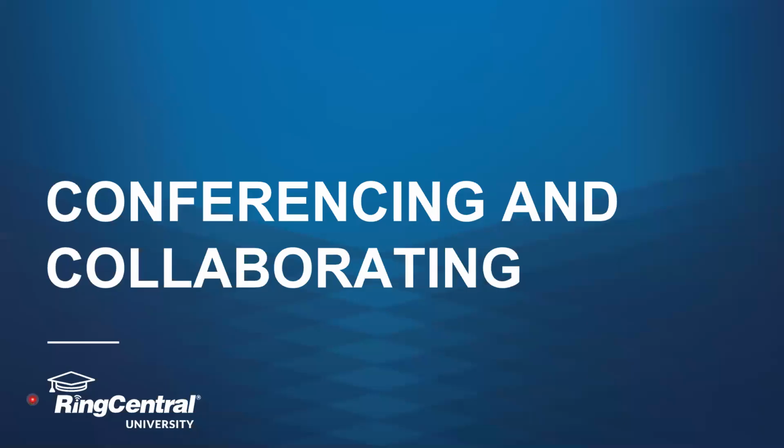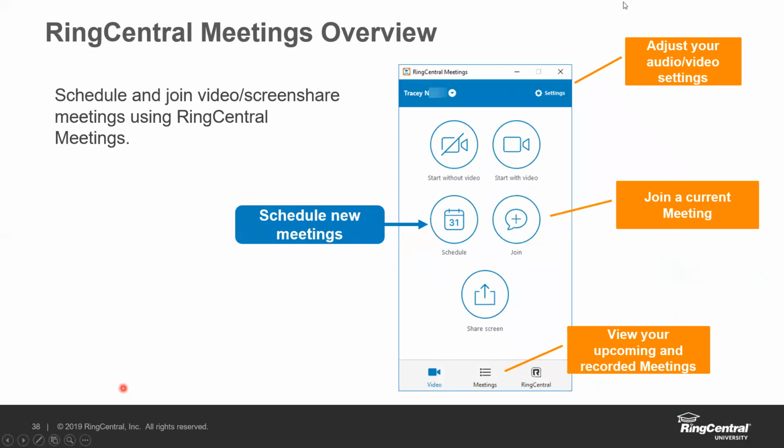Okay, thank you. Sure. So we'll talk now about meetings. We're in a RingCentral meeting, so some of this is going to look very familiar to you. If you click on the RingCentral Meetings app, you can adjust your audio and video settings here. You can join a current meeting, view upcoming and recorded meetings. I'm going to give you a small tip, which for me was not intuitive, so I'm passing this along to you.